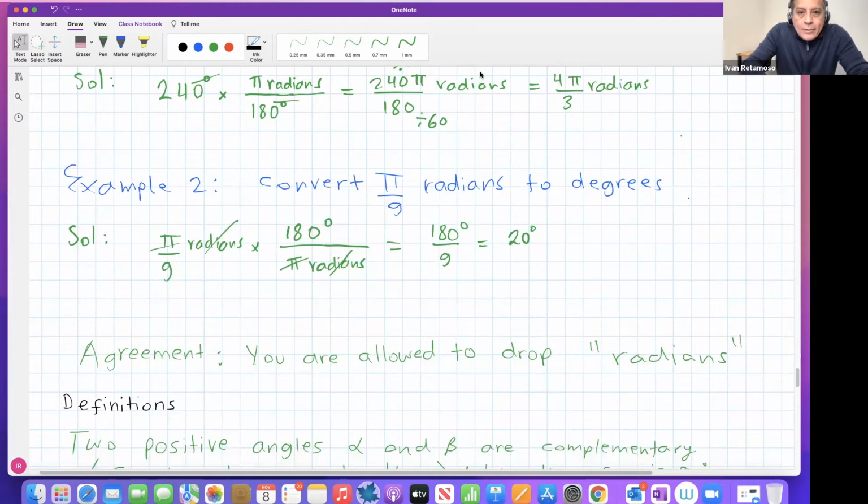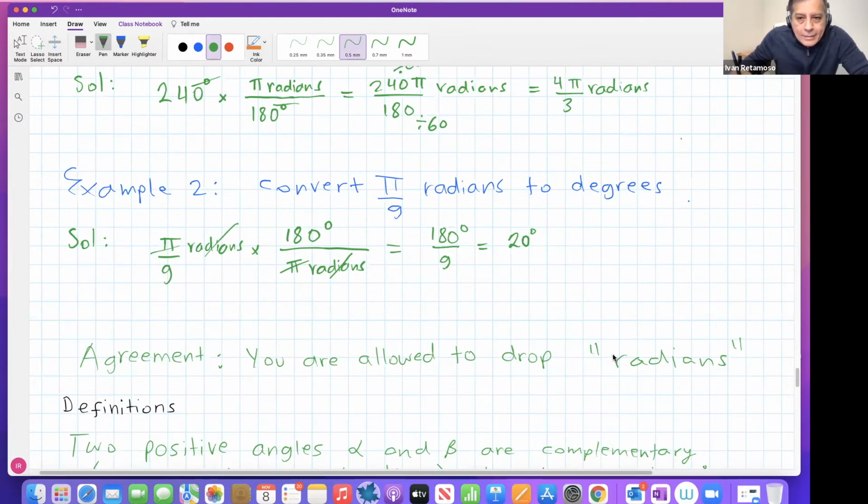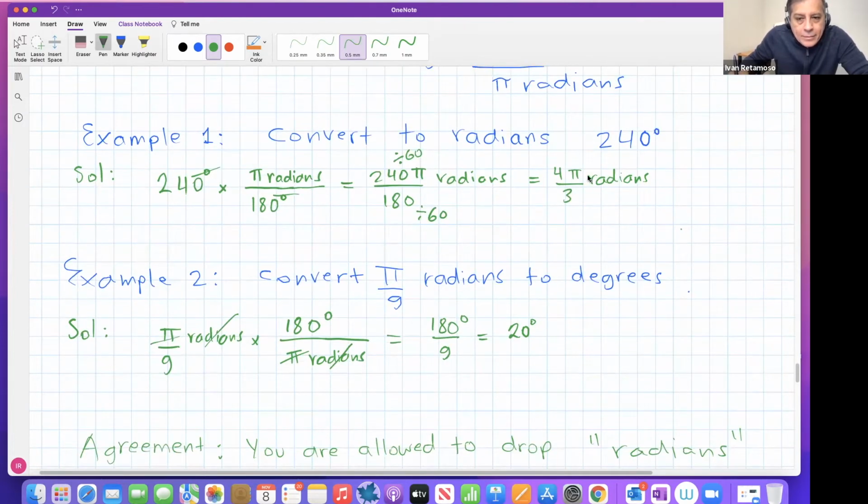And here is a mathematical agreement: you are allowed to drop radians. If you write 4π/3 by itself, it means that it's in radians. It's a mathematical agreement. If no units are attached to the angle, it means that the angle is expressed in radians, okay?